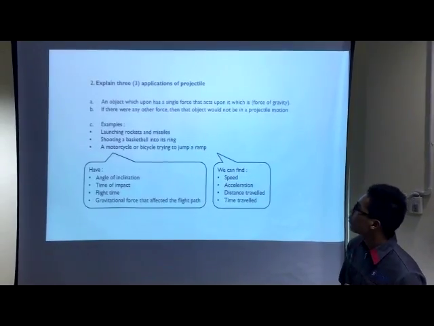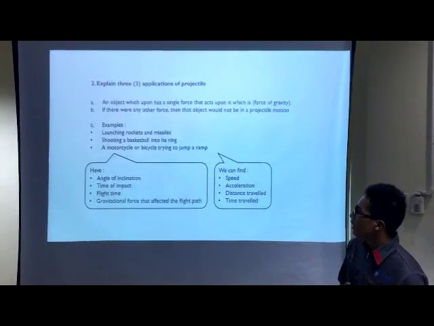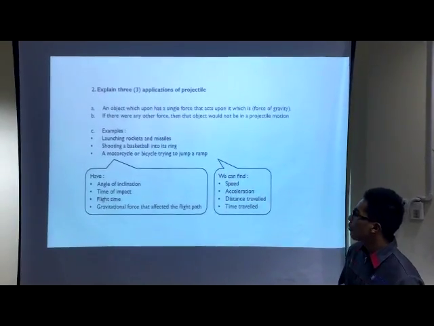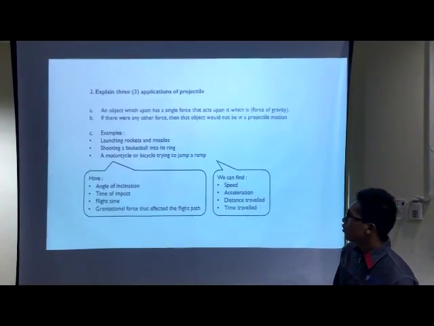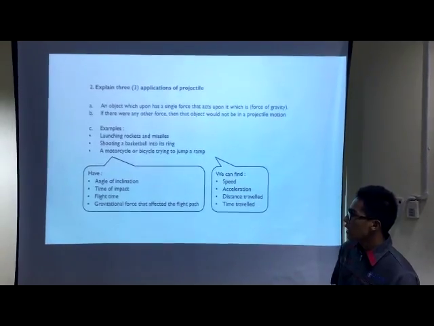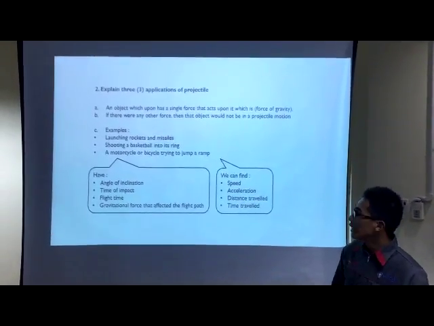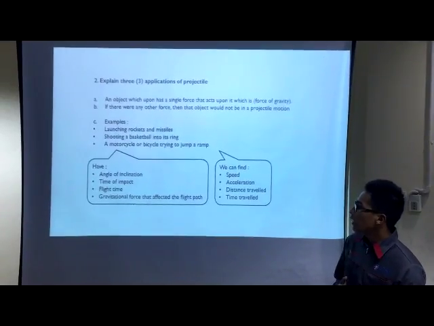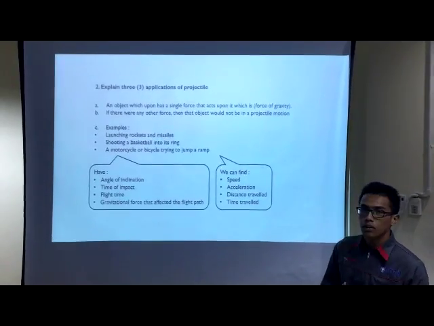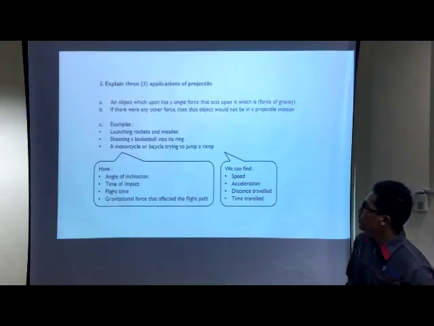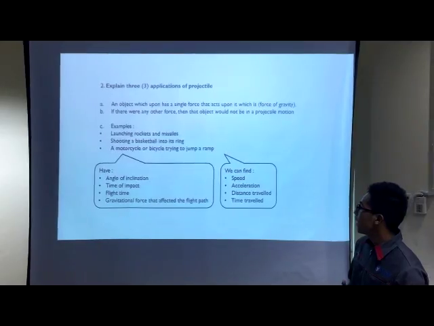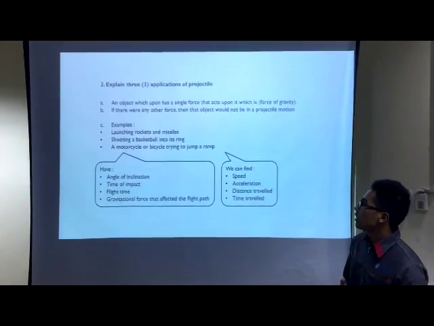So examples of projectile motion are launching rockets and missiles, shooting a basketball into its ring, and a motorcycle or bicycle trying to jump a ramp. In these 3 applications, we can see that all of them have their own angle of inclination, time of impact, flight time, and lastly, the most important part is the gravitational force that affects the flight path. From these applications, we can find the speed and the acceleration of the object, and the distance and the time traveled by the object. That's all from me. Thank you.